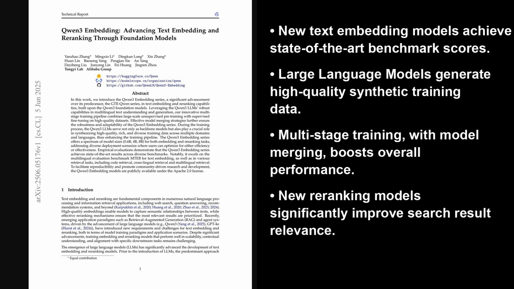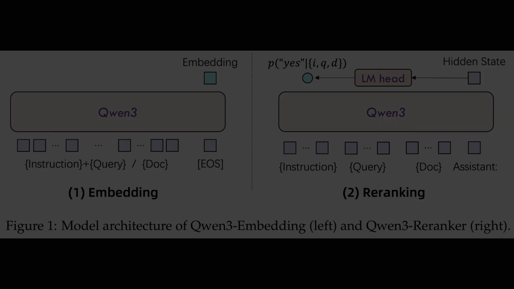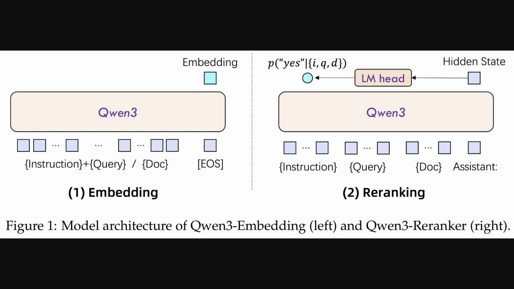The key idea is a multi-stage training approach, even using the Qwen3 LLMs themselves to create high-quality training data. This helps create better text embeddings, which are numerical representations of text, and more effective re-ranking models, which refine search results. Alright, so this first figure shows us the model architecture for both the Qwen3 embedding and the Qwen3 re-ranker.